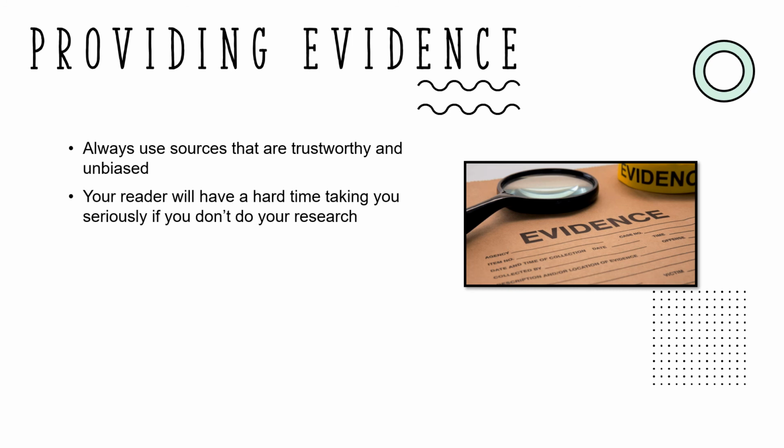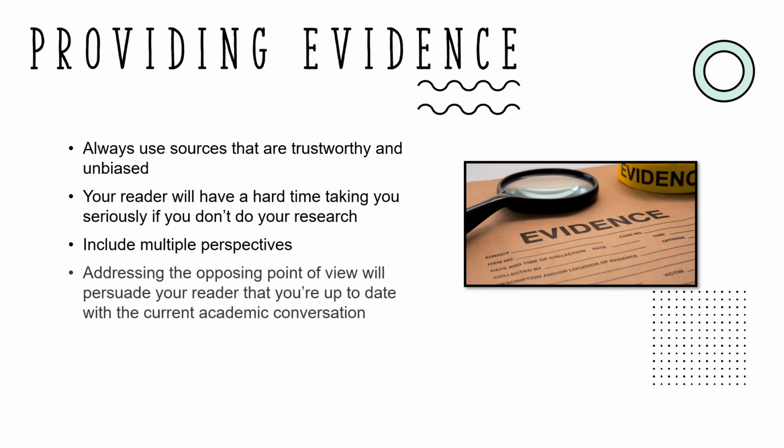One way to gain your reader's respect is to include multiple perspectives on the topic that you're discussing. Addressing the opposing point of view and showing why your argument is stronger will help to persuade your reader that you're up to date with the current academic conversation on your topic and that your argument deserves to be considered. Be sure to also give credit to the sources you use and include proper citations in your writing.